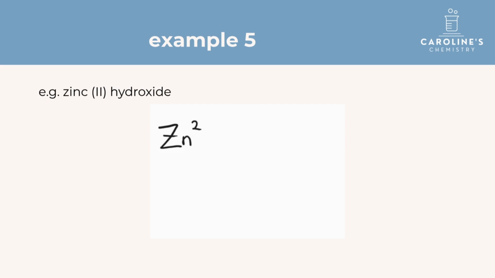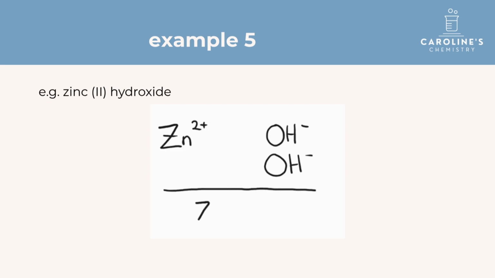Zinc, we're told, is a 2 plus ion. Those Roman numerals mean it has a charge of +2. The hydroxide ion, that's one that we learn. So we learn the hydroxide ion as OH-. So to balance the charges here, we have 2 positives, but only 1 negative. So let's add another hydroxide ion. Great, now these balance, 2 plus and 2-.